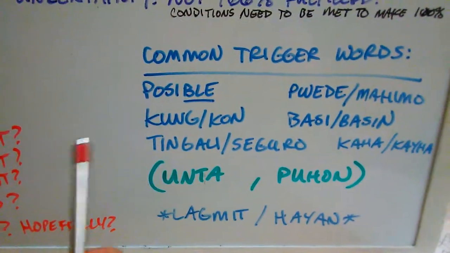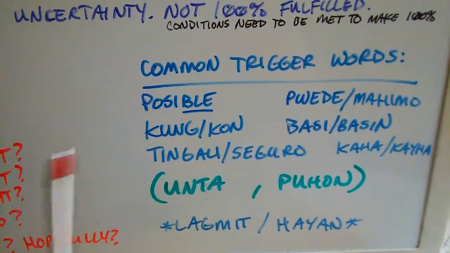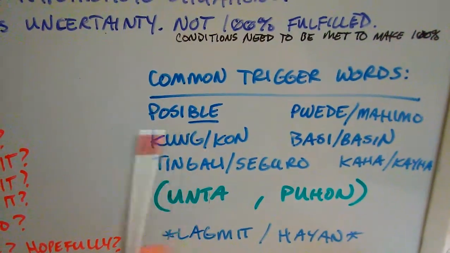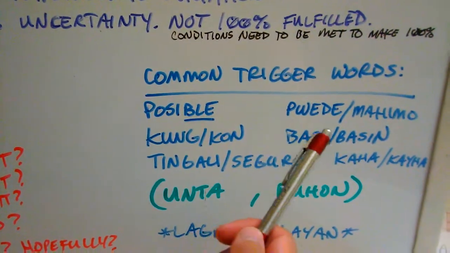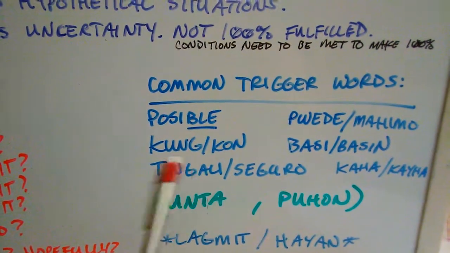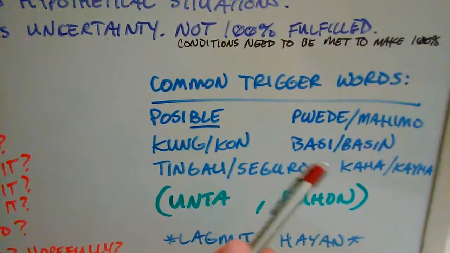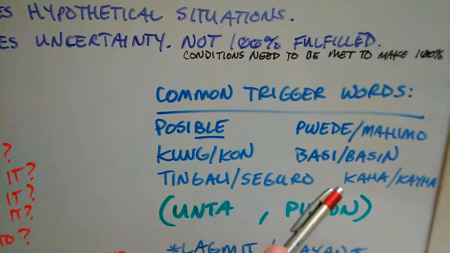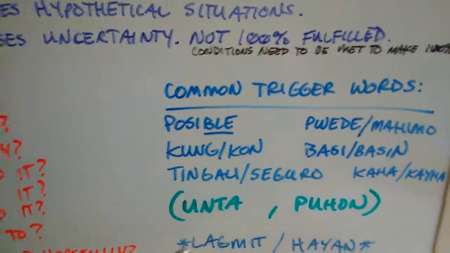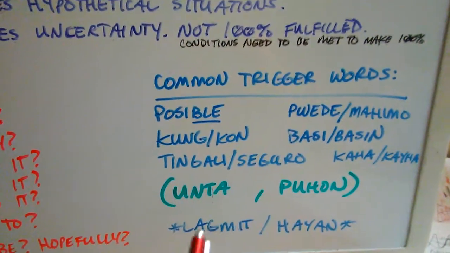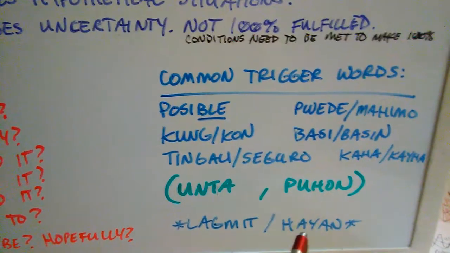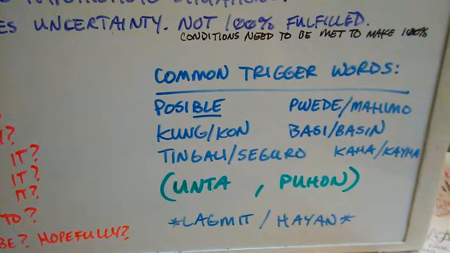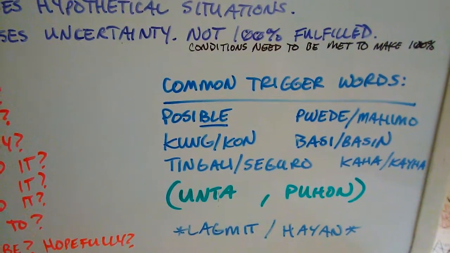Common trigger words that trigger these conditional statements would be things like posible, right? Remember, we talked about the ble endings, right? Posible, puede, mahimo, kun, kung, depending. Basi, basin, same thing. Tingali, seguro, same thing. Kaha, kaiha, same thing. It's just dialectal difference, right? And then the lesser known ones would be like lagmit and hayan, which both mean things like hopefully this and this is going to happen, or hopefully that and this is going to happen, right?